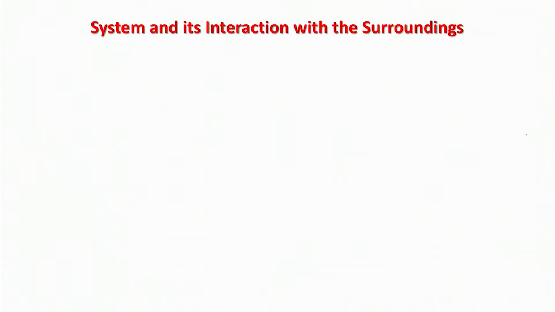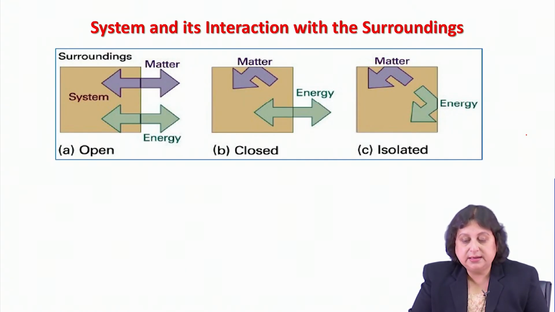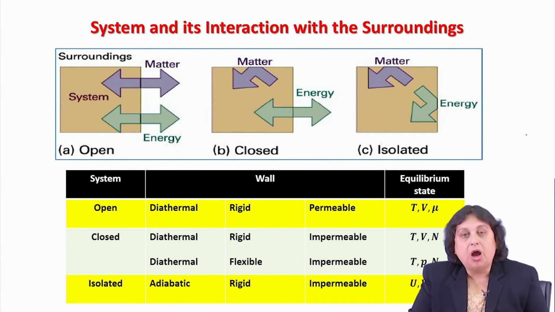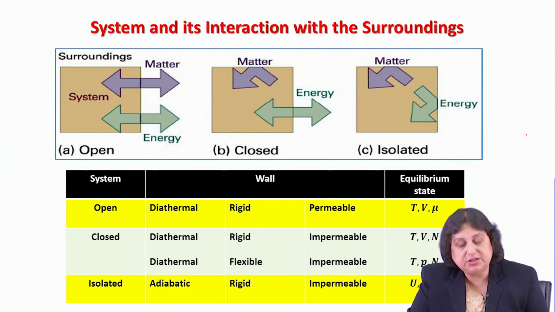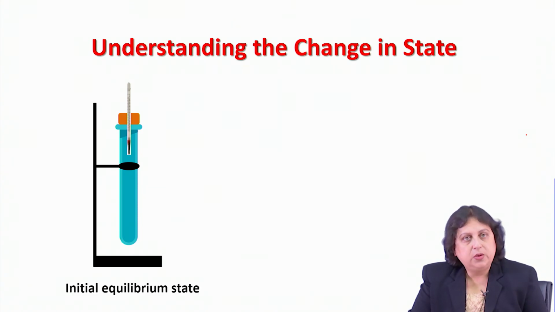The next idea is that once you have defined the equilibrium of the system with its surroundings, then comes the question of how to understand the passage of the system from one set of equilibrium states into another. So, if you want to understand the change in state in the laboratory, you will have to handle a situation like this. You have an initial equilibrium state, which you have defined in this case, for example, at temperature T, volume V, and the number of particles N.